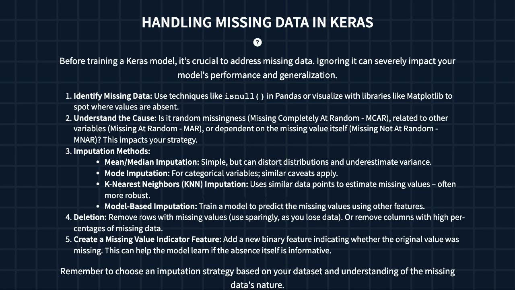Or, you might use methods like replacing those missing numbers with the average of all the other numbers in that column, or perhaps using the most common value. More advanced techniques include finding similar data points to fill them in, or even building a whole new model just to predict what's missing. Finally, sometimes it's helpful to create an entirely new feature that tells you if a value was missing. This can actually give your model some extra insight.